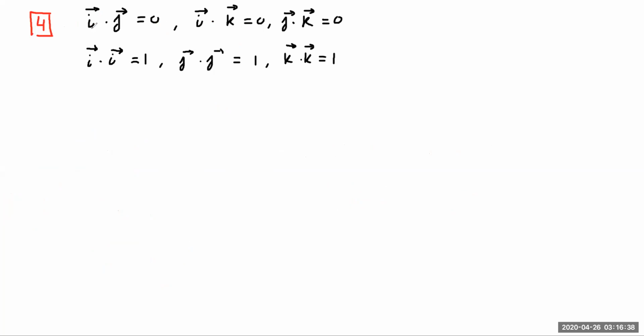Remark number 4. The unit vector i dot product the unit vector j will be 0, because i is orthogonal to j.